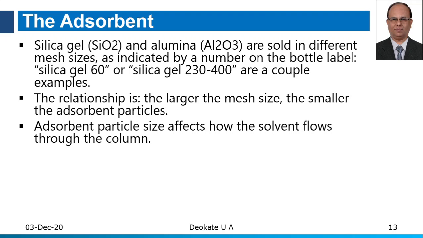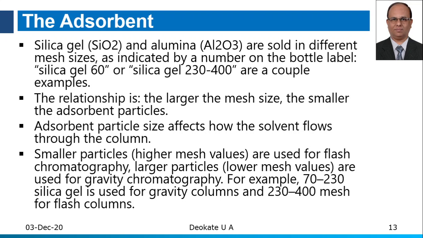Adsorbent particle size affects how the solvent flows through the column. The smaller particles develop resistance to flow in the column, which requires certain techniques to increase the flow, by applying either pressure or vacuum to allow the liquid to flow through the column. The smaller particle size, that is higher mesh values, is used in flash chromatography.